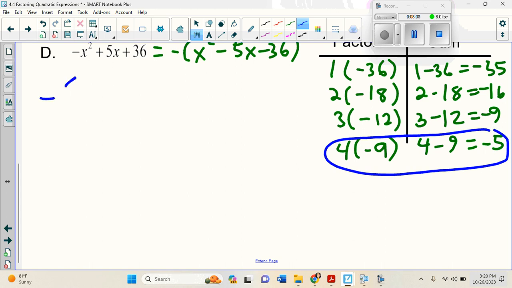So outside there's the negative, and then I have x plus 4 for the positive 4 times x minus 9. You're going to have to make those decisions where you're going to have to decide which one is positive and which one is negative.